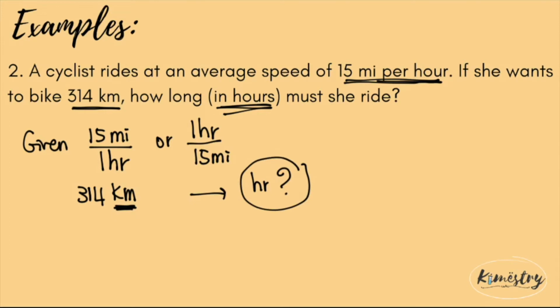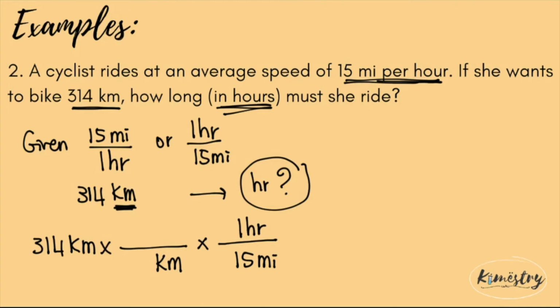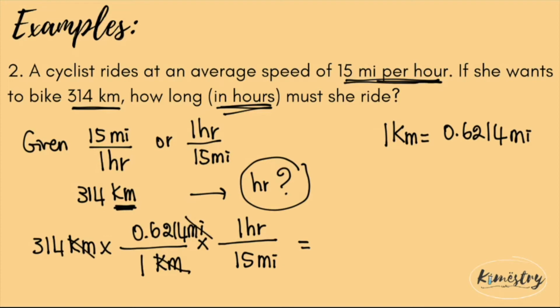Since the question is asking for hour, I know in this case I have to cancel out the length unit, which is mile. And they also told me 314 kilometers, so I can start with that. If I start with 314 kilometers, I need to cancel out kilometer, and then my next conversion would be mile per 1 hour so that I can get my hours. I know that 1 kilometer is equal to 0.6214 mile, so I can use that. My kilometer got cancelled, my mile got cancelled, I'm left with hours. If I do it in the calculator, I would get 13 hours, my answer.